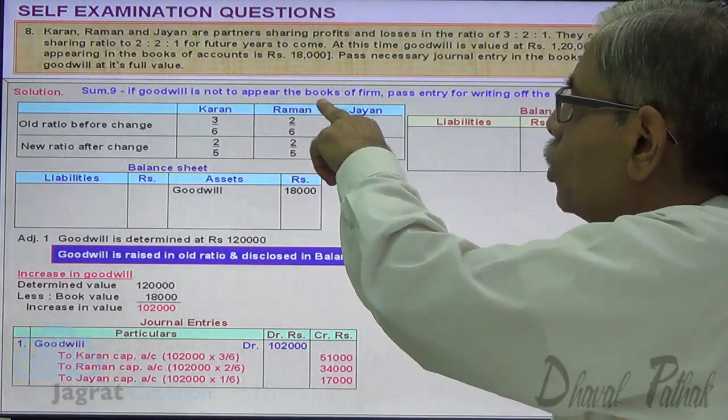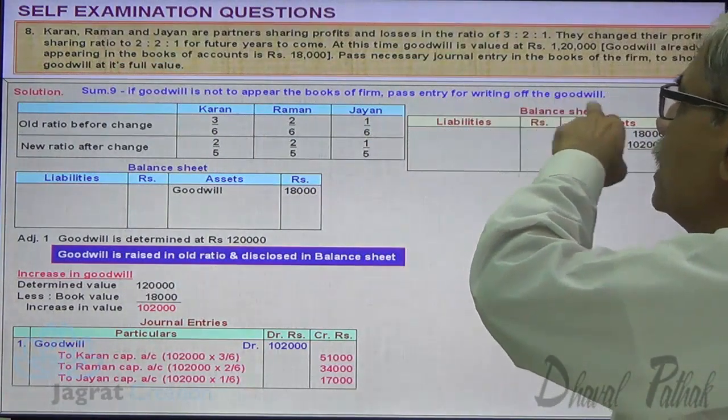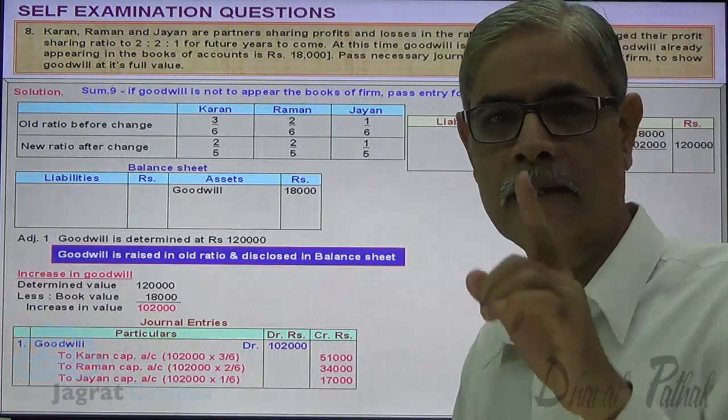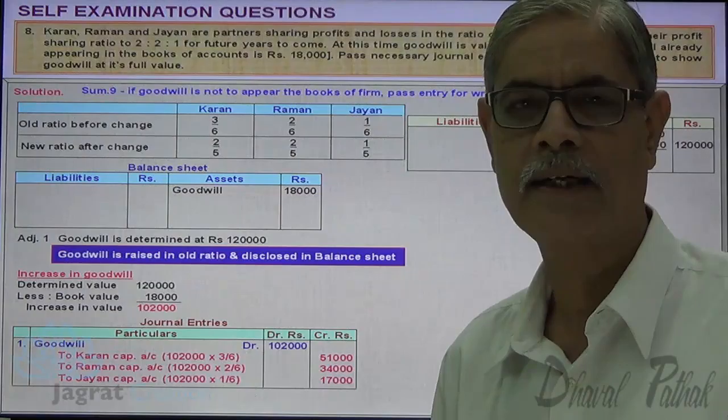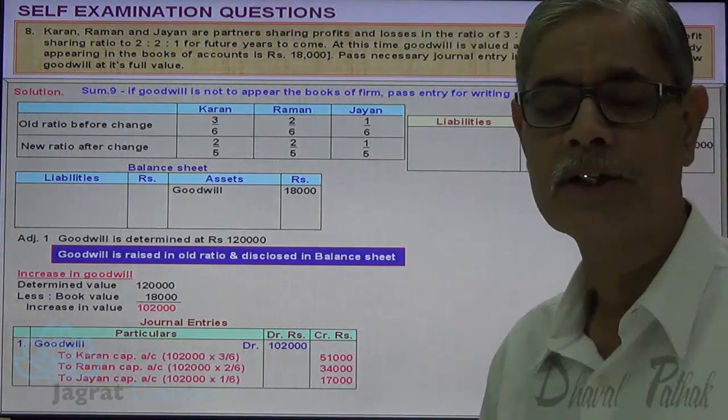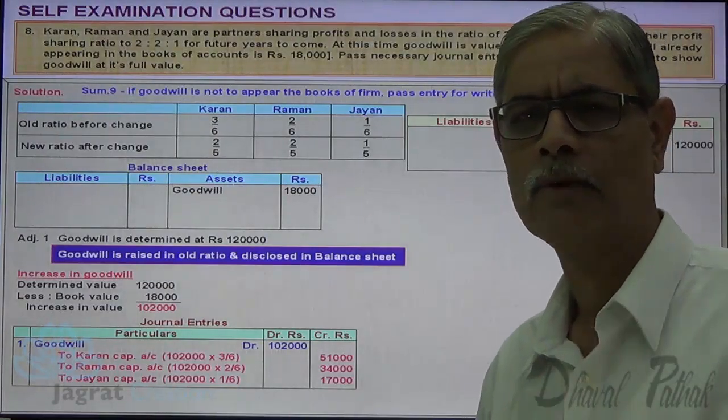If the Goodwill is not to appear in the books of the firm, pass entries to write off the Goodwill. Now question number 8 is done. This question number 9 is in its sequence, so let us consider it first. Now Goodwill is raised and appears in the balance sheet at 1,20,000. That is to be written off.